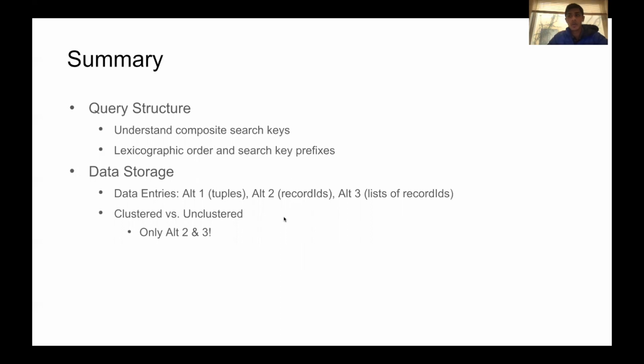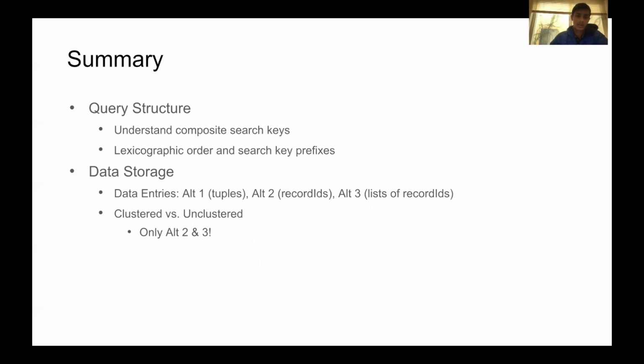Okay, so the summary is now we know how to navigate through, split, insert into a B plus tree, and we understand composite search keys, lexicographic order, and search key prefixes as we went through in the last lecture. In this lecture, we went through data entries and how they're stored. So alternative 1, which is the actual tuples at the leaf level, alternative 2, which is record IDs at the leaf level, and alternative 3, which is a list of record IDs at the leaf level. And we learned that if we wanted to have multiple indexes built on the same copy of a file, we would need something called index by referencing, which is alternative 2 and 3.